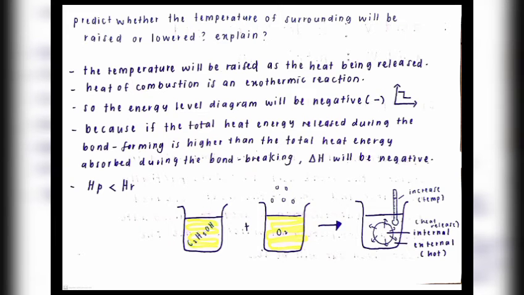The temperature will be raised as heat is being released. Other than that, heat of combustion is an exothermic reaction, so the heat of reaction will be negative. This is because the total heat energy released during bond forming is higher than the total energy absorbed during bond breaking, so the heat of reaction will be negative. So the energy of the reactants is higher than the energy of the products.